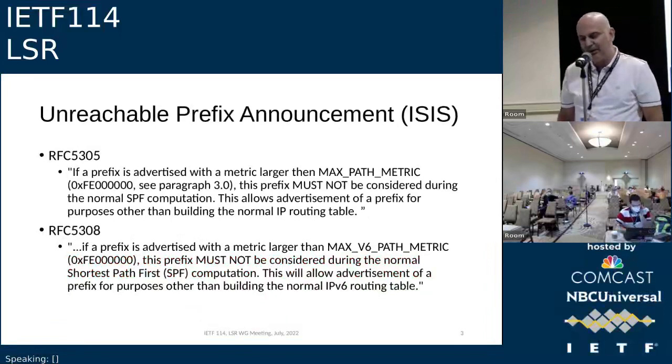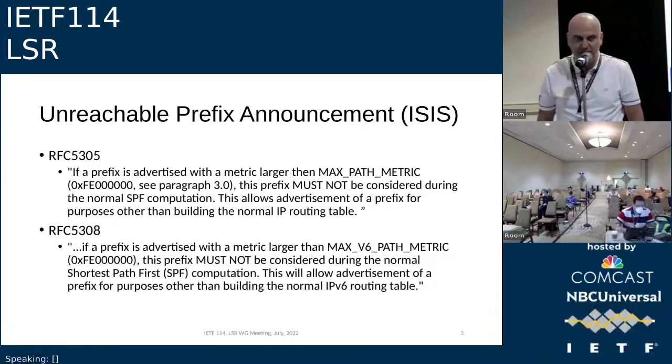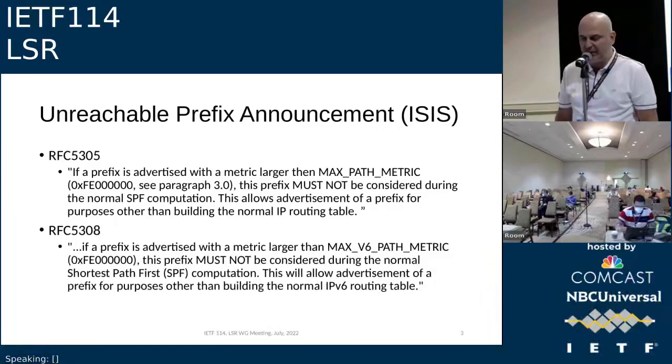So if you look at RFC 5305 and 5308, it basically gives you a way to advertise a prefix as an unreachable prefix. There is a range of metrics that, if you advertise the TLV with that metric, the RFC says this prefix is unreachable from the traditional computation. You can use this for other purposes. That's the language that the RFC is using. And all we do is define a new purpose here. Next slide, please.